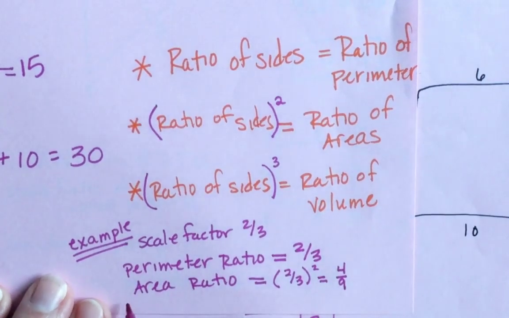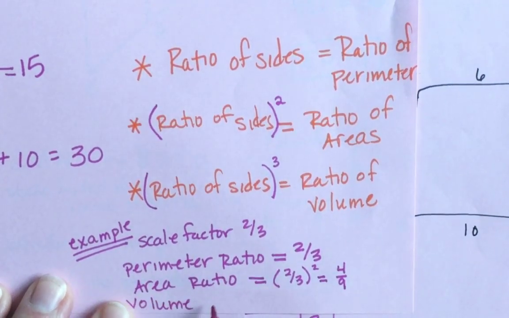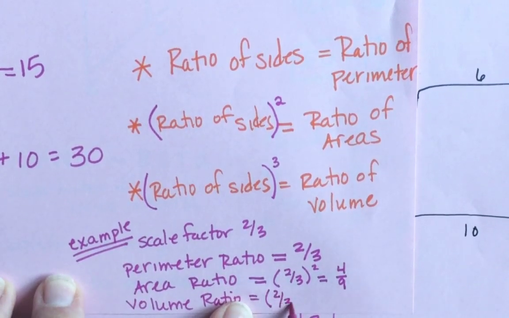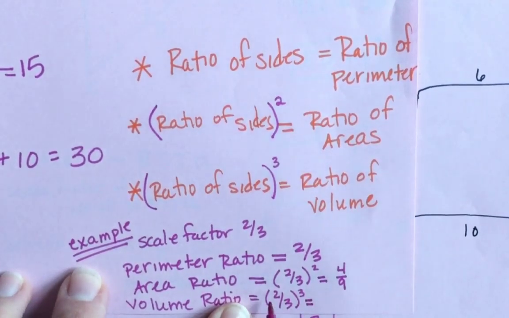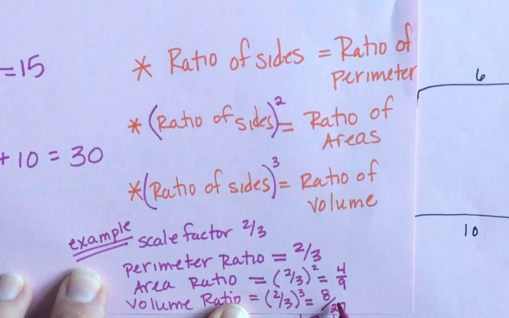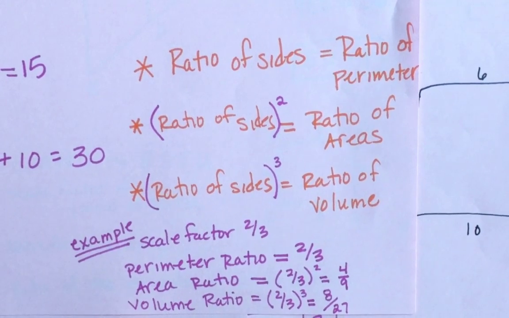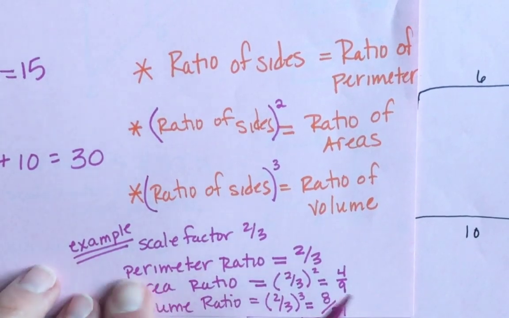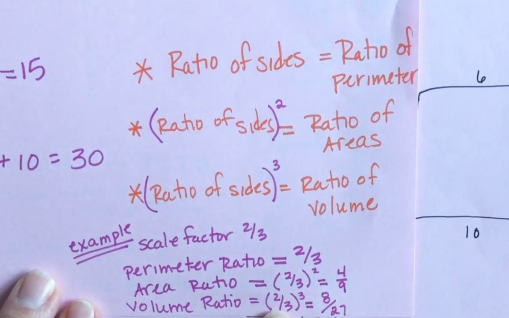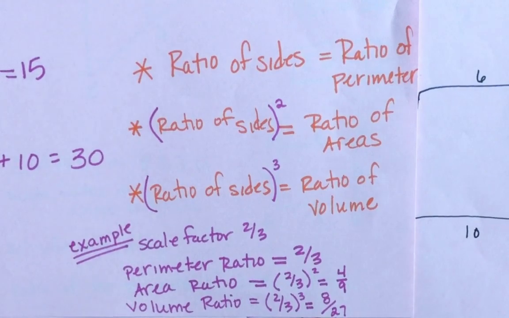And if I wanted to talk about volume ratio, I have to take that 2/3 and cube it. And now I get 2 times 2 times 2, which is 8. 3 times 3 times 3, which would be 27. So it would be these guys that would be our ratios. So perimeters stay the same. Area ratio, we have to square it. Volume, we have to cube it in order to make it happen.